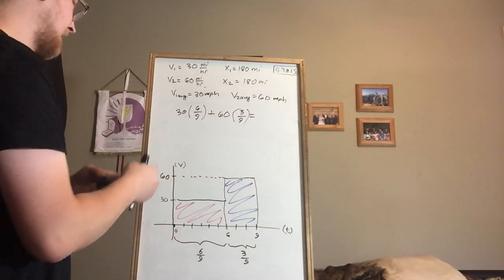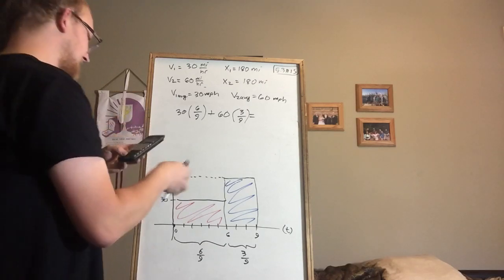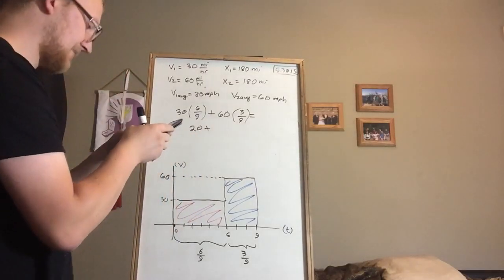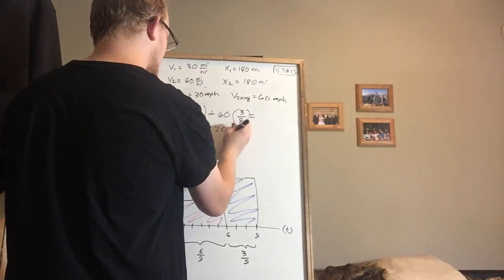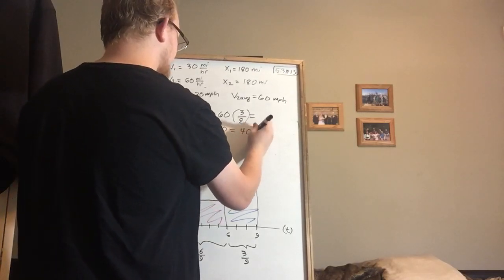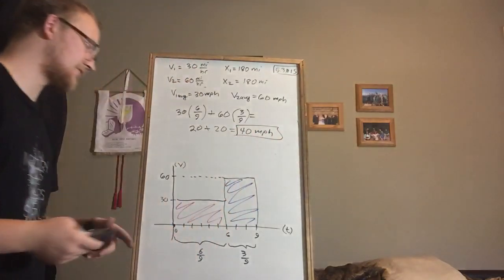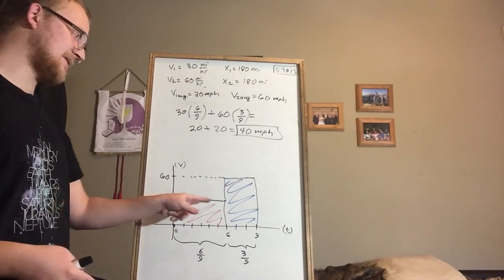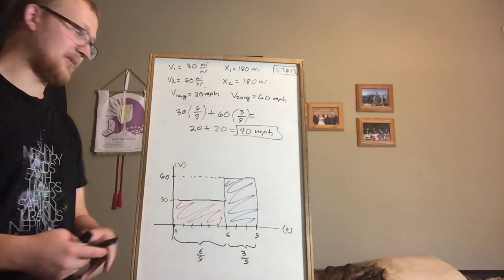So we'll go ahead and take 30 times 6 divided by 9, that's 20, plus 60 times 3 divided by 9, that's also 20. So 40 miles per hour was our total average for the whole trip. And it kind of makes sense, because if you're going 30 miles an hour for longer, you would expect that the average would be closer to 30 miles an hour.